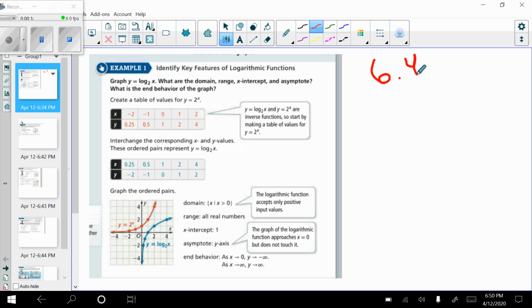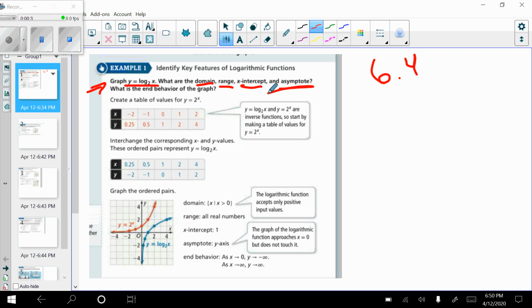This first problem is going to be talking about graphing. Graph y equals log base 2 of x. And they're going to ask you the domain, which is what can x be, the range, what is y, if it touches the x-axis, and if there's an asymptote. And so what are the behaviors?